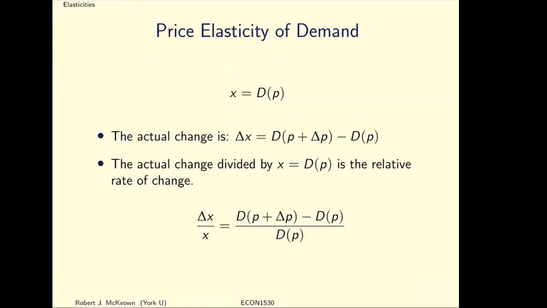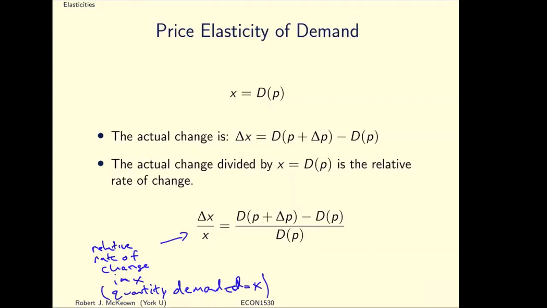This slide here summarizes what we derived before. And where did we end up? We ended up with an expression for the relative rate of change in X, which is the quantity demanded. Remember, X is the quantity demanded.